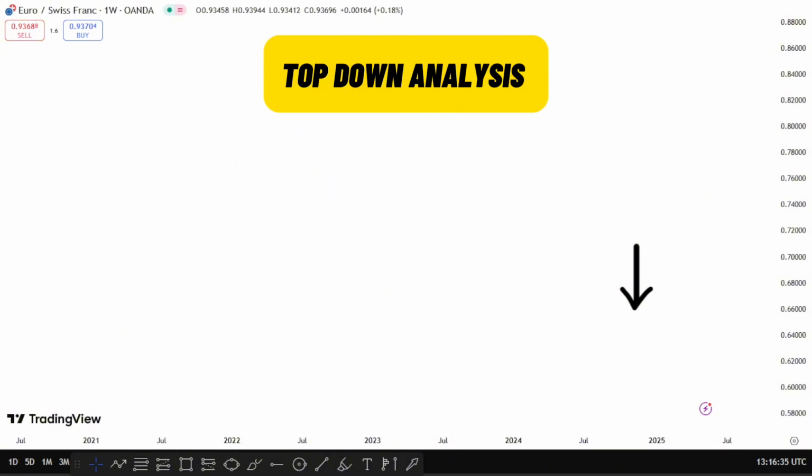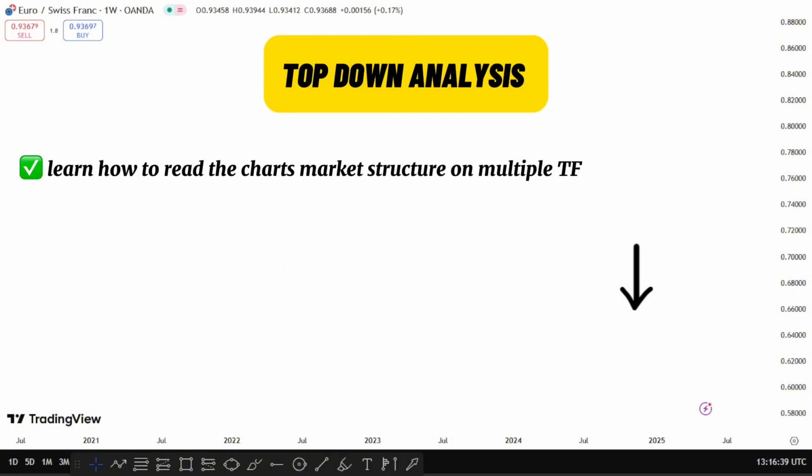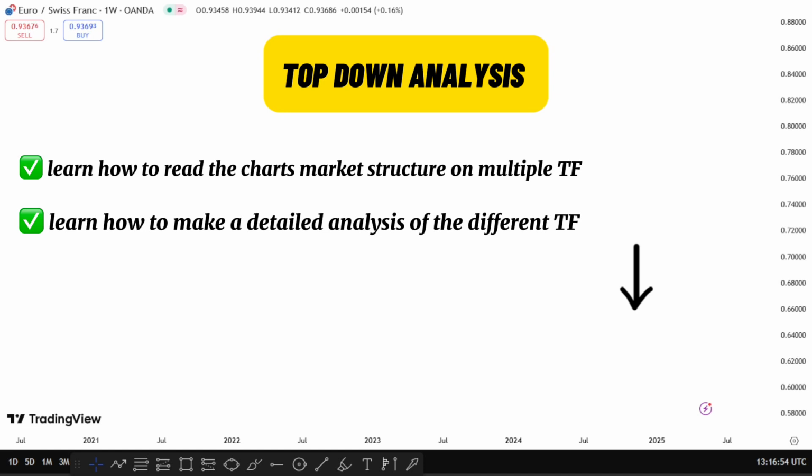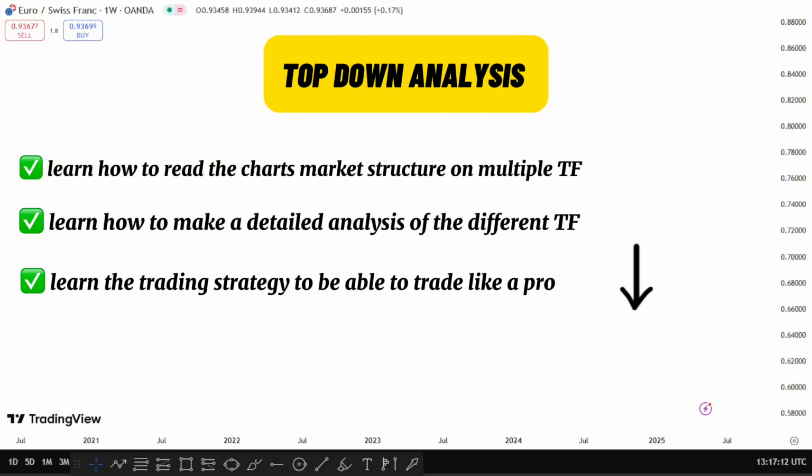So what we are going to be learning in this video, we're going to learn how to read the charts, market structure on multiple time frames, like from the monthly, the weekly, the daily, the 4 hours, and then down to our entry time frames. And then you learn how to cover every detail on the various time frames so that you won't leave anything aside, and you take note of everything, where to place your stop loss and where to place your profit target. And lastly, you're going to learn the best entry strategy and the best entry technique, to actually use these multiple time frames in your favor. So without wasting much time, let's just dive straight into it.